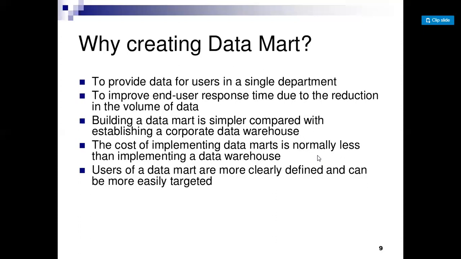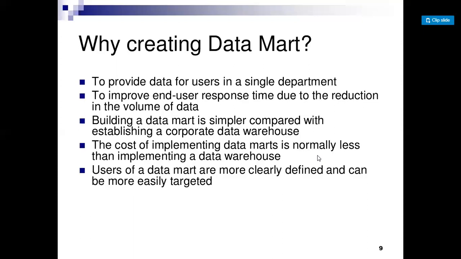Building a data mart is simpler compared with establishing a corporate data warehouse. Because of the specific subject, it is easier to design a schema related to that subject. So it is easier to design a data mart rather than a data warehouse. The cost of implementing a data mart is normally less for the same reason, because it is less complex than the data warehouse. So the implementation cost of data marts is relatively less than that of the data warehouse.